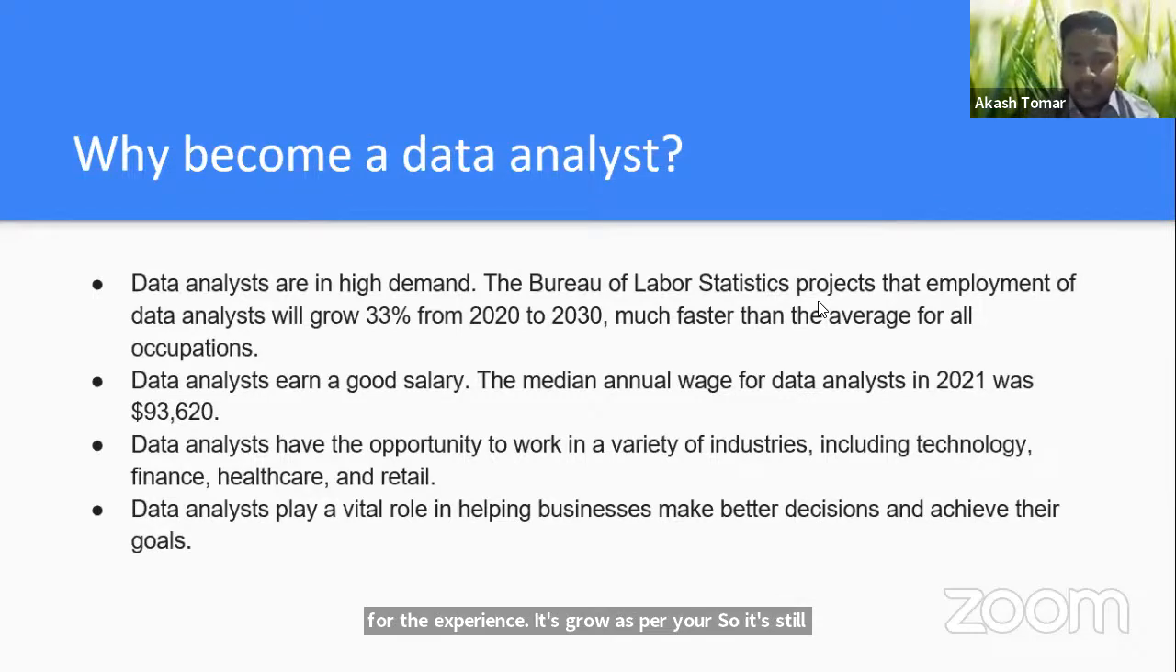So that was the basic reason for why to become one. I hope it will build up your interest a little bit towards the data analyst profile. Now let's come to the other, essential points.